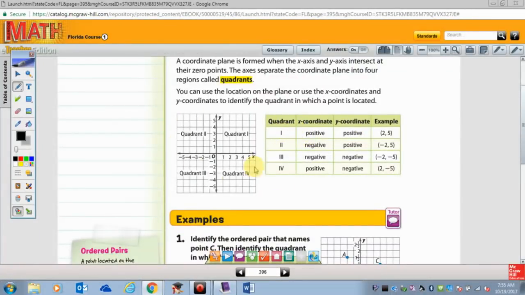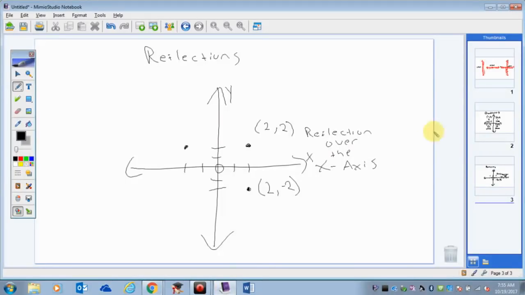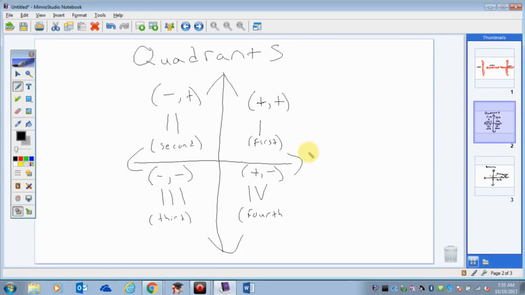Alright, here's just another little example of it that's in your book on page 396 if you need to look at it. But you're actually going to write this page right now on your desk in the top right hand corner. So pause the video and write this right now. It needs to have everything that's written here. Pause now.